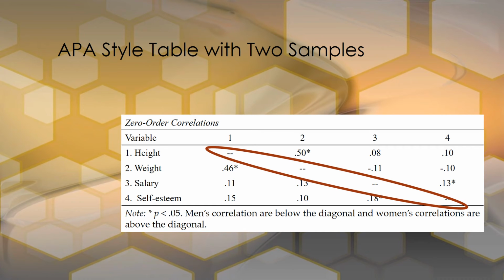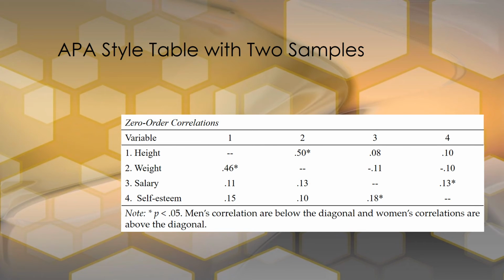And so sometimes you do this so that you don't waste room. If you have 2 samples, in this case it's men and women, then you want to use the whole table and not waste space. So below the diagonal is the men's correlations, and above the diagonal is the women's correlations. So the correlation between weight and height for men is 0.46, but the correlation for weight and height for women is 0.50. So they're just in different spots. And that ends this video.